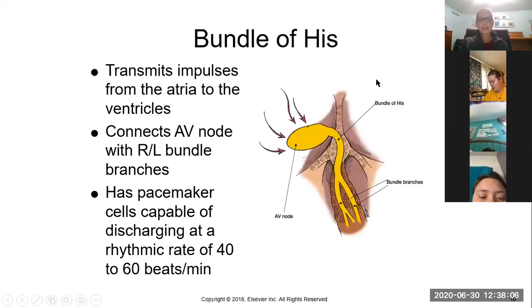The bundle of His transmits impulses from the atria to the ventricles, and it also connects the AV node with the bundles. Its rate is 40 to 60 beats per minute. Okay.